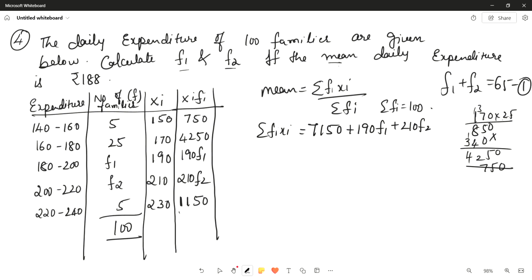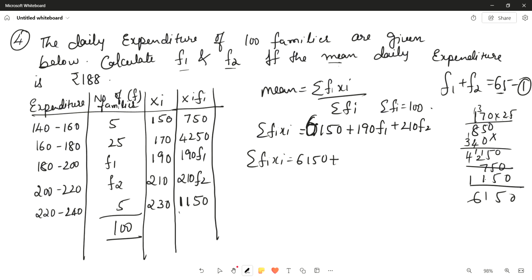Now, how much are you getting? Okay, we'll add and see. 6150 plus 190 F1 plus 210 F2. Now F1 plus F2 is what? 65. So I can write F1 is equal to 65 minus F2. Yes. Substitute that. What you will get?